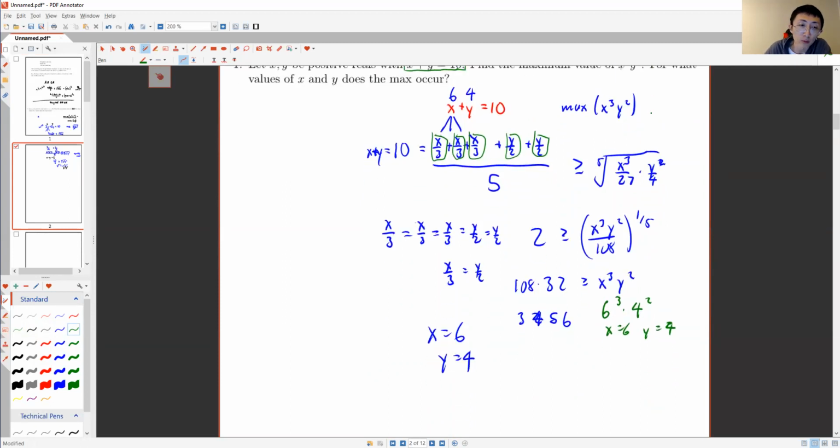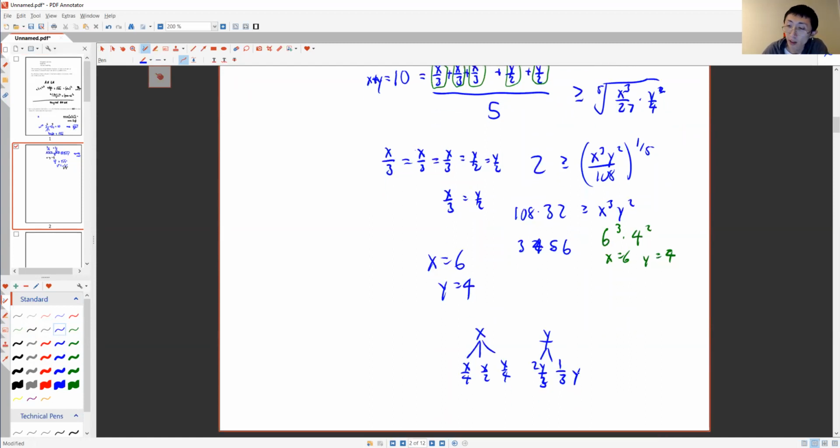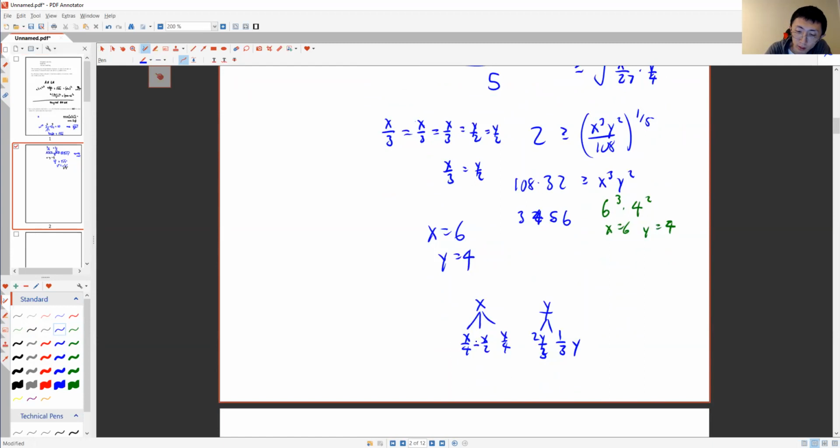So, what would be wrong? So you might be wondering, what if I instead split it like x over 4, x over 2, and x over 4? Right? Why wouldn't that work? Because that would give a different answer. And maybe this is y over 2, or maybe 2/3 y and 1/3 y. Maybe that gives a different answer. But why does that give a different answer, supposedly?